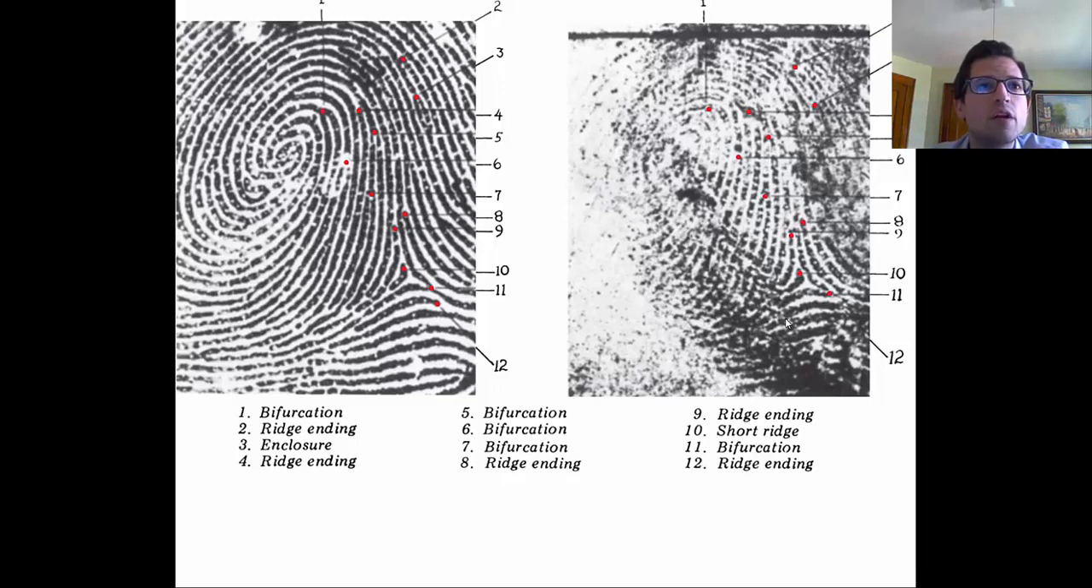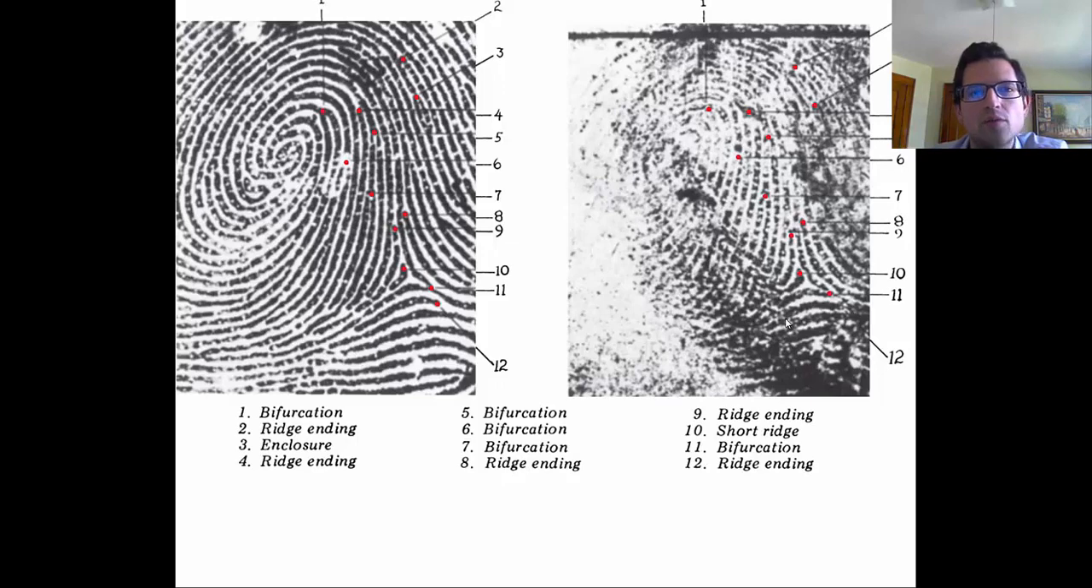So you can see the first one, labeled number 1, that's a bifurcation. You can see that. Number 2 is a ridge ending. Number 3 marks out an enclosure. Number 4 marks out a ridge ending. Number 5 is a bifurcation. Number 6, 7, also bifurcations. 8 is a ridge ending, 9 is a ridge ending, 10 is a short ridge, 11 is a bifurcation, and 12 is a ridge ending.